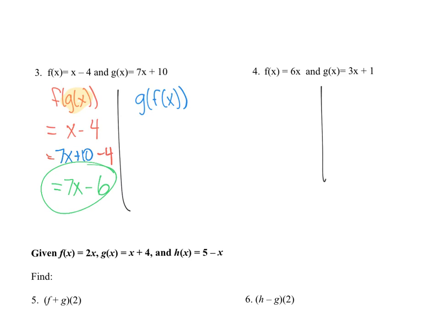Now, with the right side, what function do I see first, g or f? G, okay? What's G? Good. Why is it negative 6? Oh, my bad. Thank you for catching that. See, we all make mistakes.